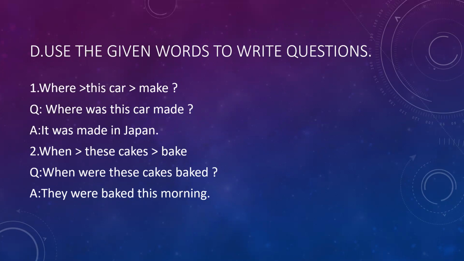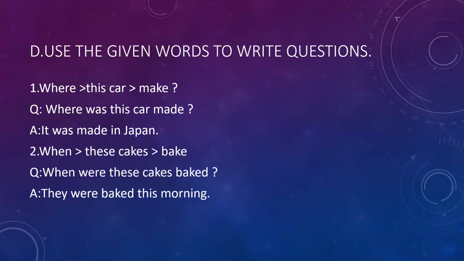Understand? Number 2. When these cakes bake. When is a question word. These cakes are subjects here and bake is verb. So you have to make the question like this: When were these cakes baked? Understand? Now using the same pattern, you continue the exercise and do the remaining part.